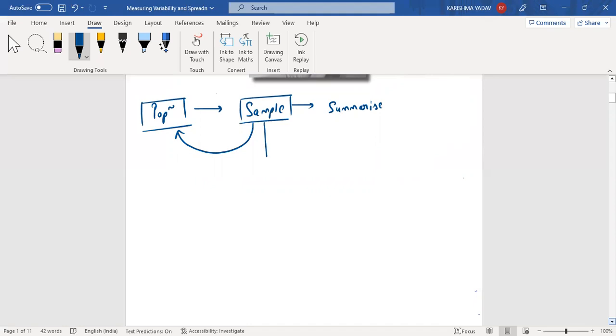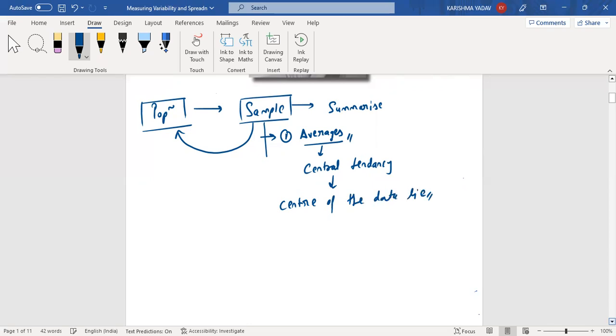For the summary purpose, the first thing we do is to find the averages, that is the mean, median, and mode. The averages are the central tendency. Averages do quite a great job of summarizing the data set, and they tell us where the center of the data lies, that is, where most of the data points lie. That's what the central tendency tells us.